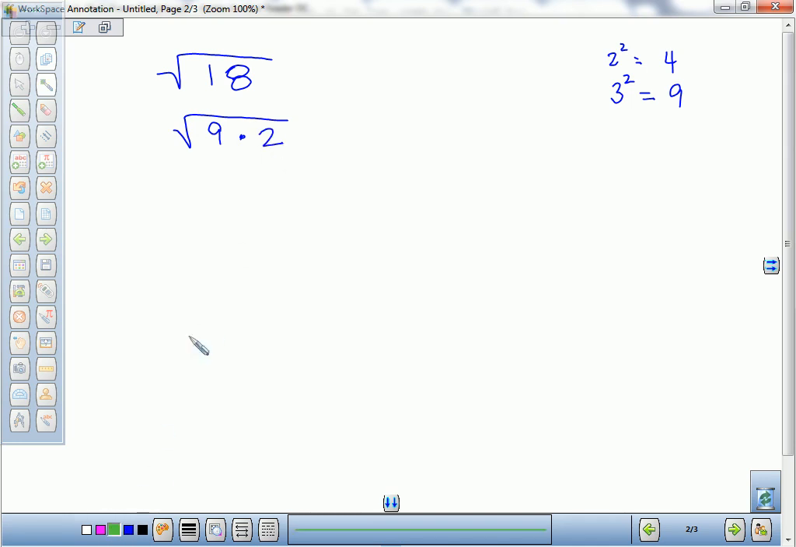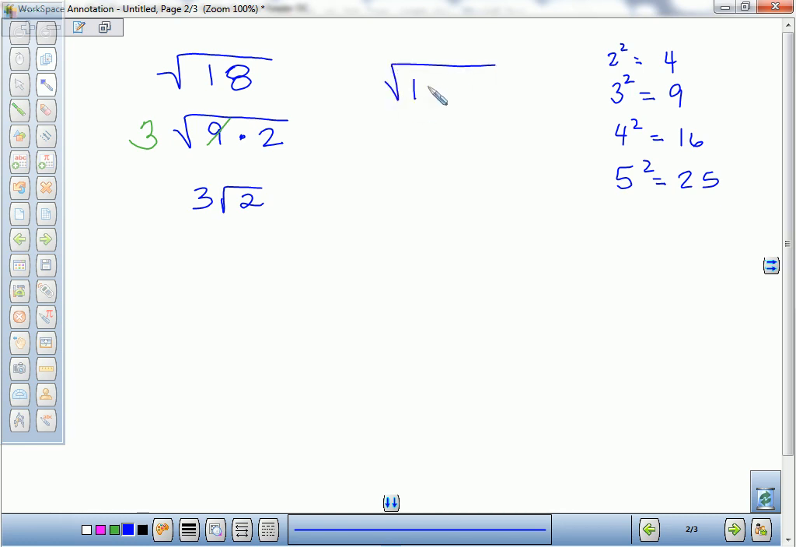And now remember, we can take the square root of 9. The square root of 9 is 3. We don't know the square root of 2. So this simplifies to 3 roots of 2. Okay, so then we looked at all of these. So what if I had the square root of 125?